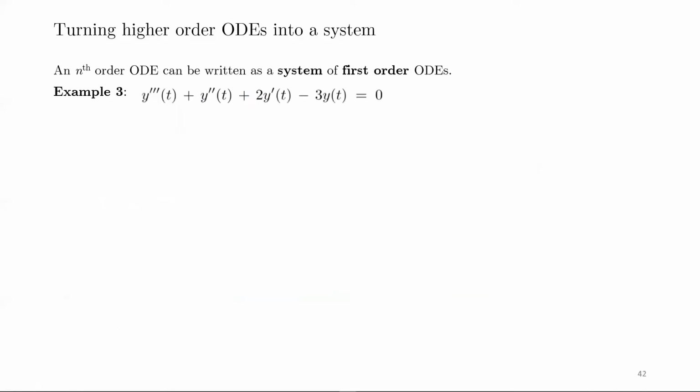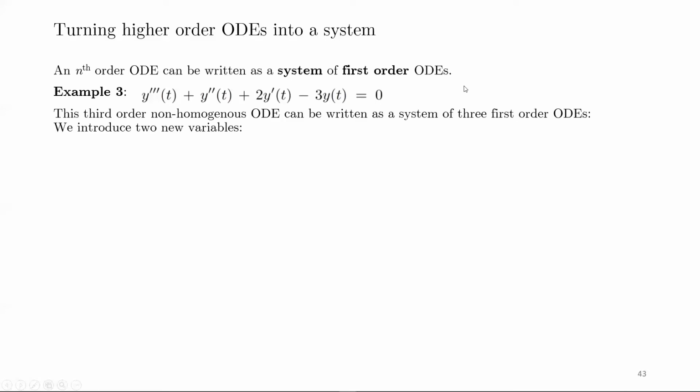Okay, well, let's look at one more example here. Again, a third order ODE, but a slightly more complicated one because we have a third derivative plus a second derivative plus 2 times a first derivative minus 3 times y equals 0. But we're going to approach this in the same way. We're going to introduce 2 new variables. So x1 equals y prime, so there's my first order ODE. x2 equals x1 prime, so there's my second first order ODE.